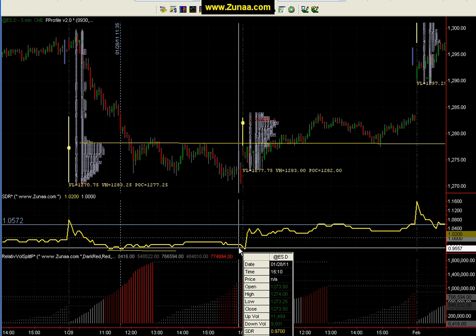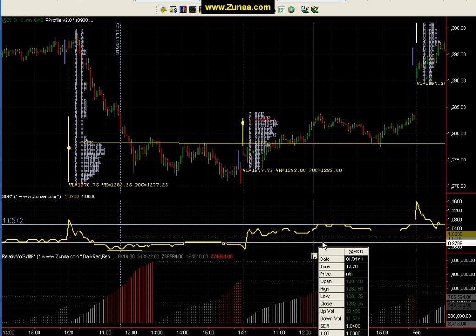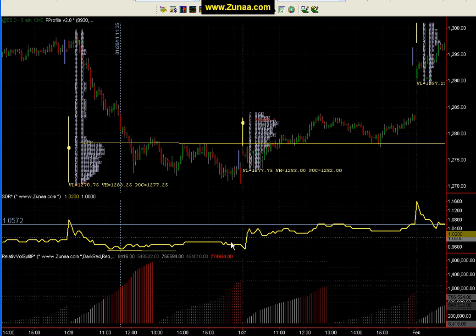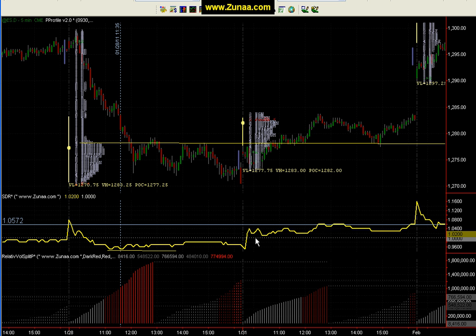The next day, the SDR pushes above 1, okay, and moves above. So the supply demand ratio in this indicator is based on buying and selling, so it's not some averaging. There's absolutely no averaging in this indicator at all. It's just a matter of taking a look at the buying and selling volume. So we can see that the SDR is above 1.